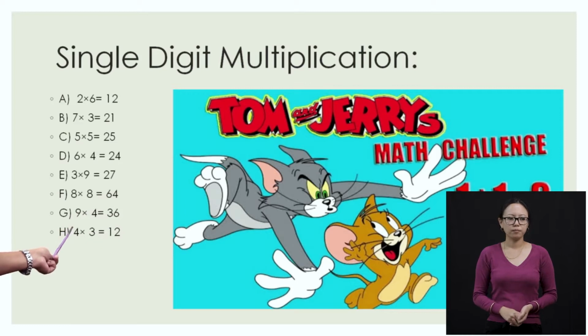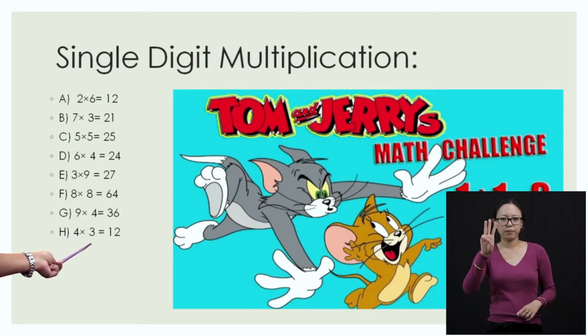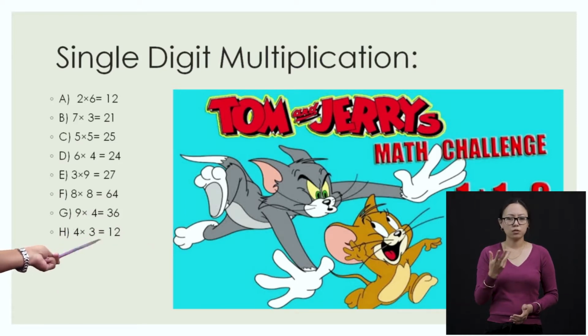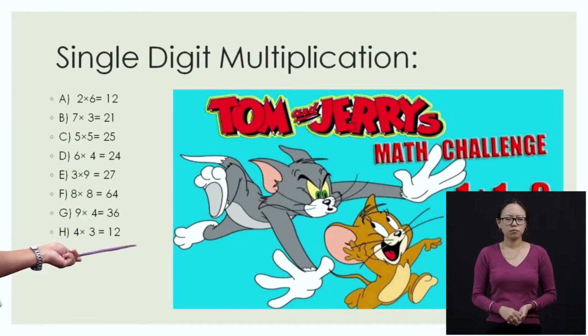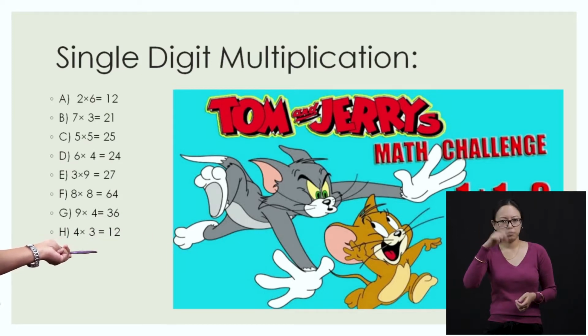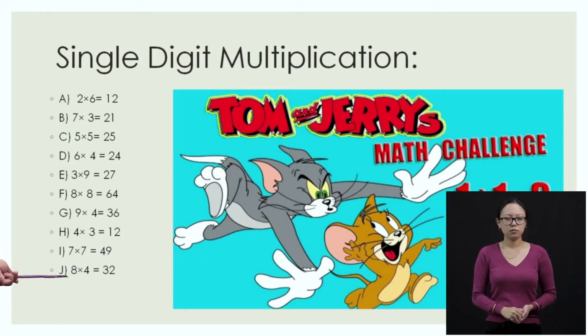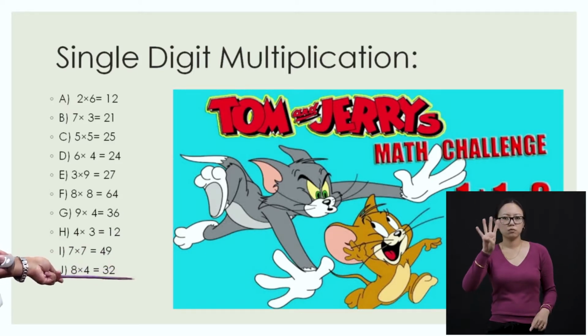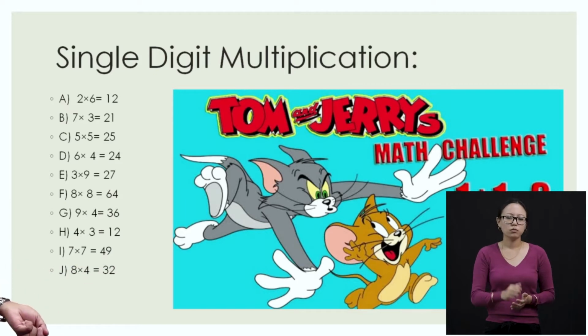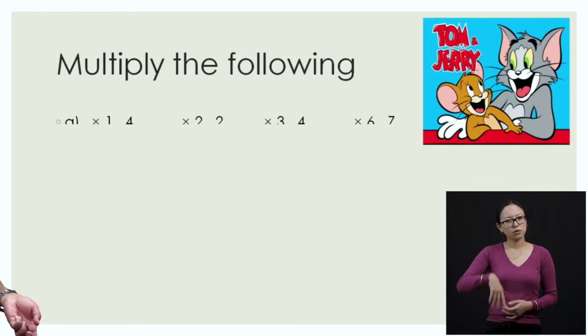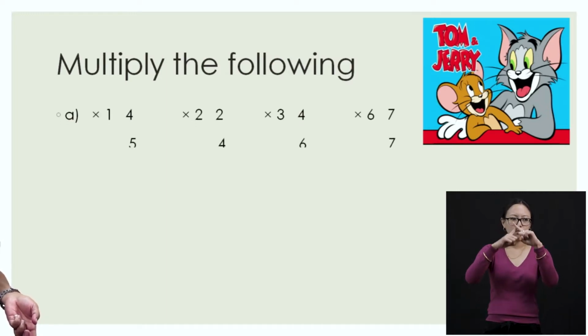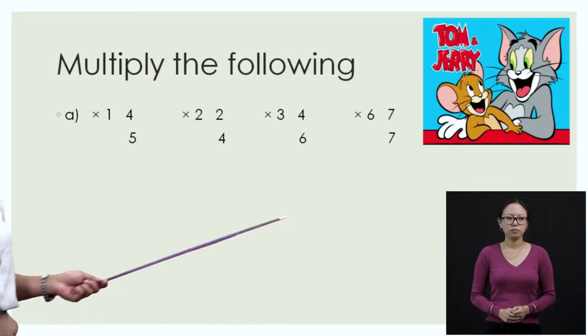Then we have 4 into 3. 4 into 3 are how much? All of you are familiar with it, right? So it is 12. Then next we have 7 into 7, that is equal to 49, right? Then we have 8 into 4, how much is it? 32, right? Okay, let's move to the next topic, that is multiply the following with one digit number.